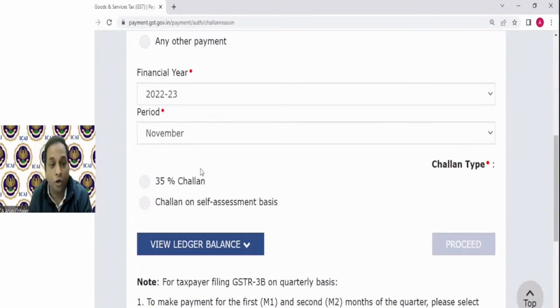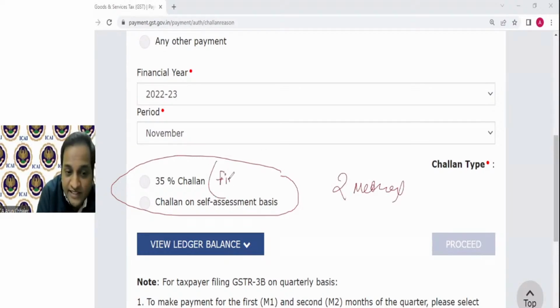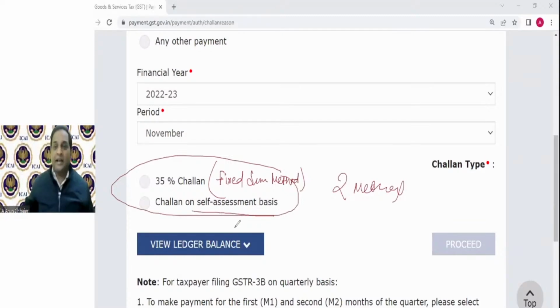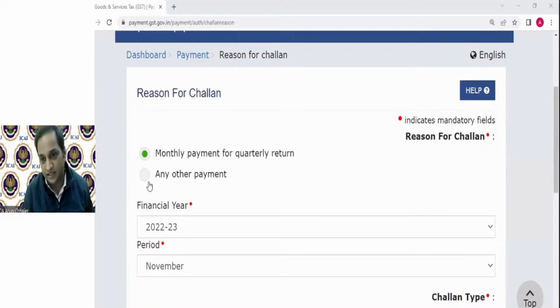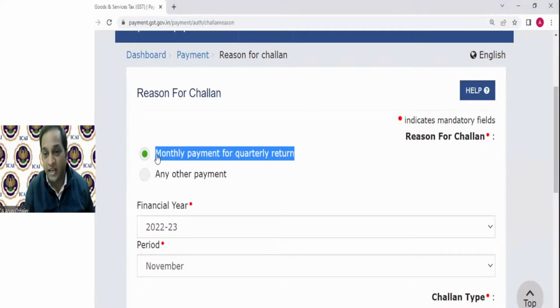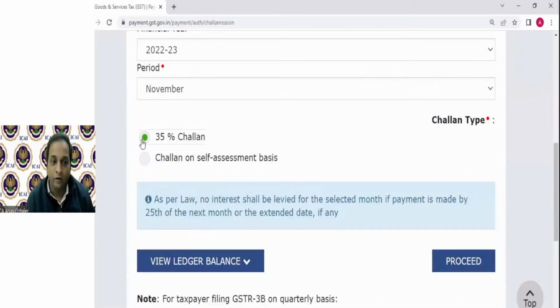Once I select this, automatically there are two further options coming. I have to select one. What is that? These are the two methods. It is also called as fixed sum method and it is self-assessment method. Whenever we are making the payment of the tax through PMT06, it is asking that are you paying because of QRMP or are you paying because of any other reason? If I am under QRMP, I have to select first, otherwise I have to select second one. Whatever I will select, then there is no problem. Automatically the challan would come, which we have already discussed.